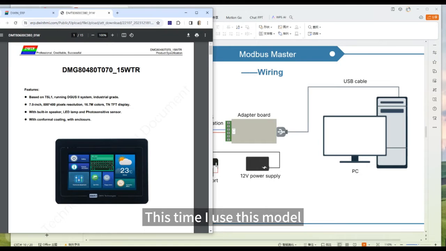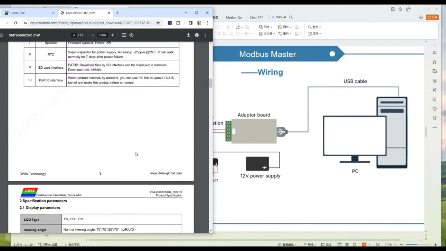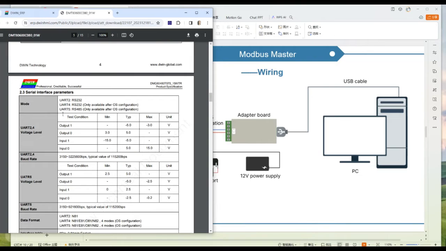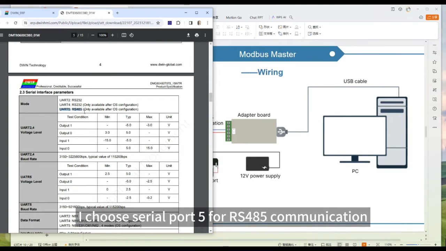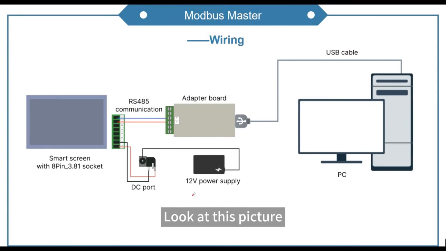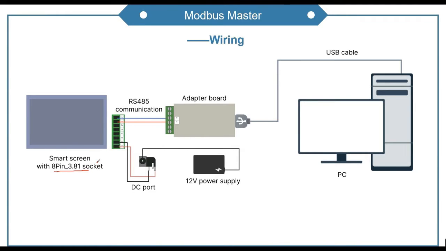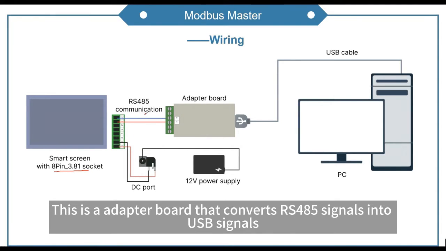This time I use this model, which contains 3 serial ports. I choose serial port 5 for RS485 communication. Look at this picture. This is the screen with 8-pin 3.81 socket. This is an adapter board that converts RS485 signals into USB signals.